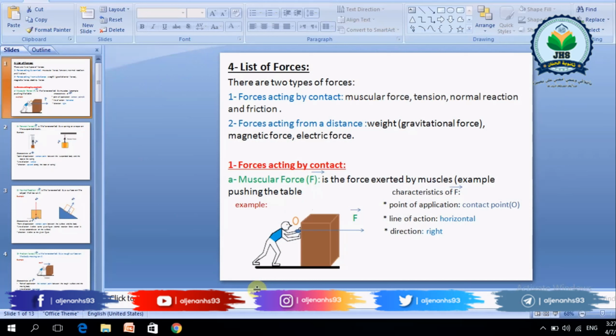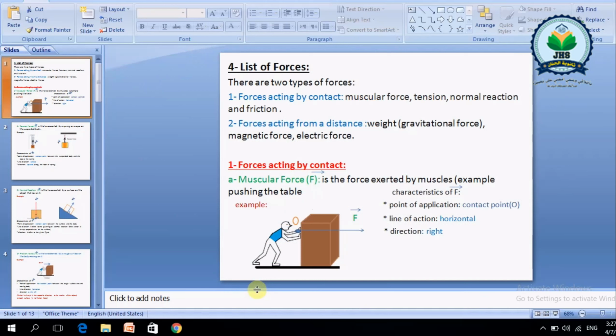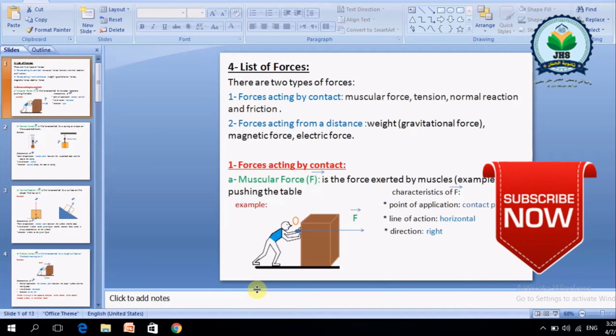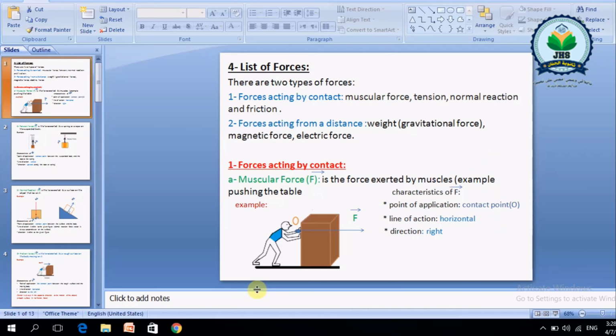Today we will continue our lesson Mechanical Action and Equilibrium of a Body. In the previous video I explained the force vector, the characteristics of force vector, representing it by using the scale. Today we will take the two types of forces and we will explain or discuss each of them.